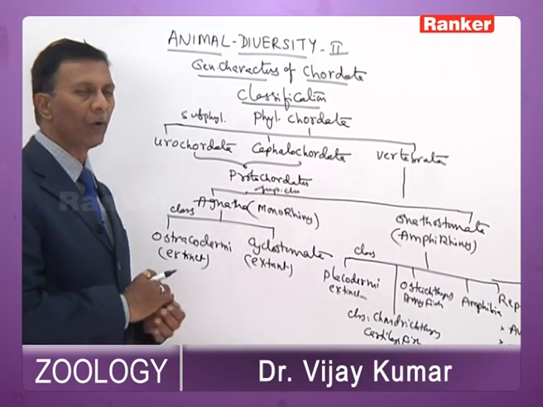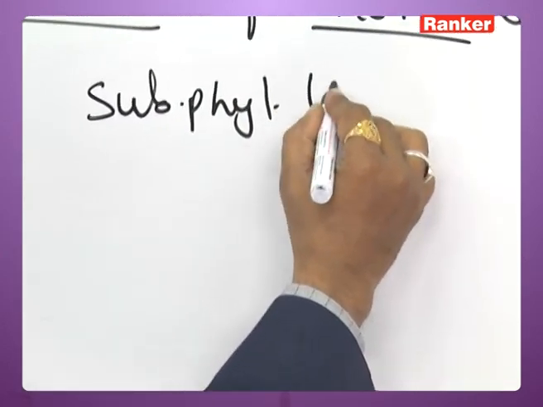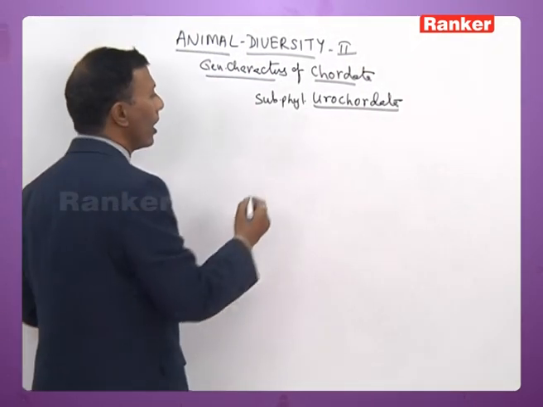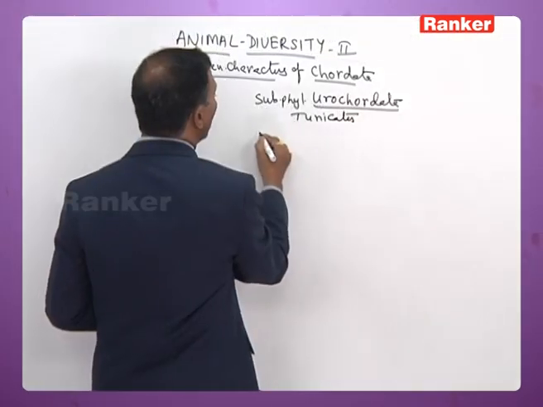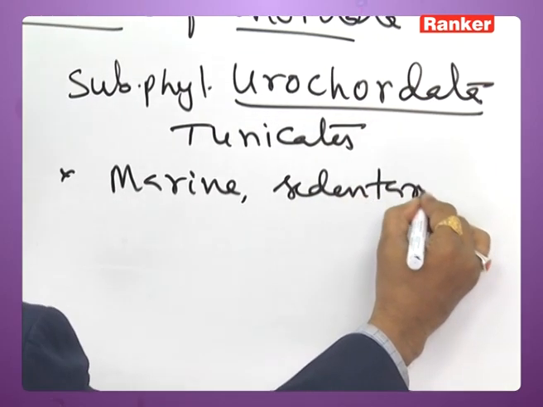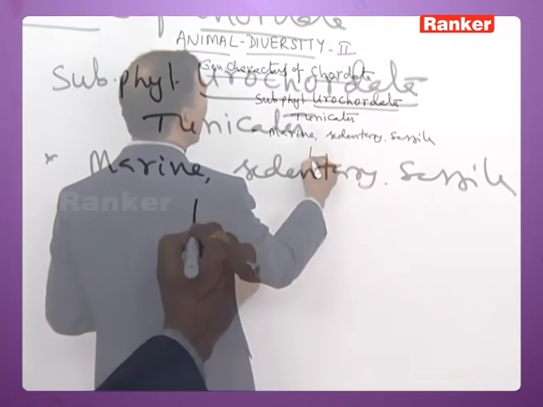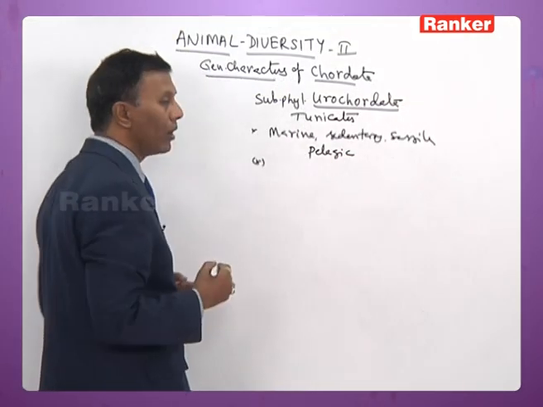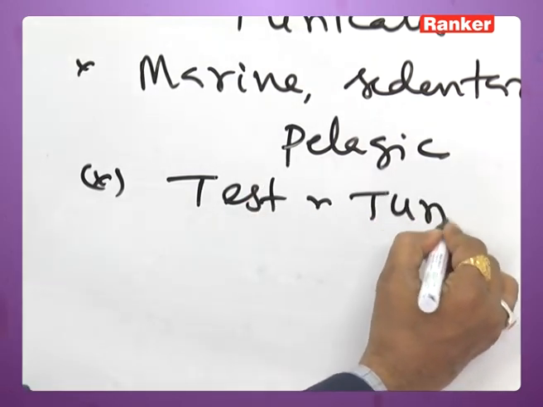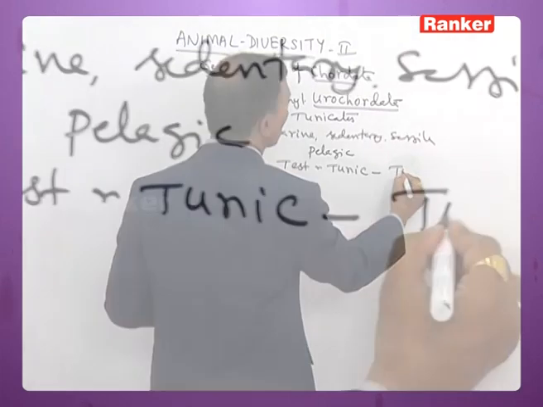Now I shall put before you the most important characteristics of subphylum Urochordata. Urochordates are commonly called tunicates. They are all marine and most of them are sedentary and sessile. A few are free living and pelagic. The entire body is covered by a leathery sheath called test or tunic. Hence they are called tunicates. The test or tunic is made up of a cellulose-like substance called tunicin.